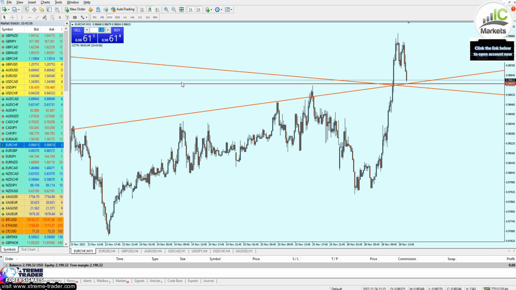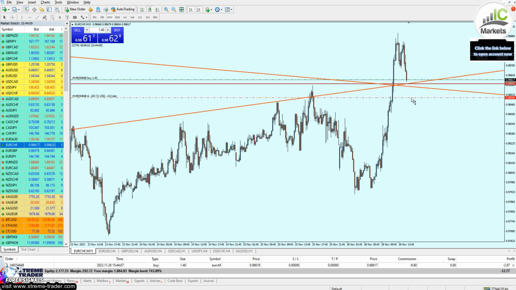Actually, I want to increase the lot size to make it 1.4. EURCHF is one of the safe pairs, actually, guys. I don't think it's going to make any unexpected moves or high volatility. I placed the buy order. Fantastic. Oh, 170, 140, 178. So we have made about $150 since the beginning of this video.